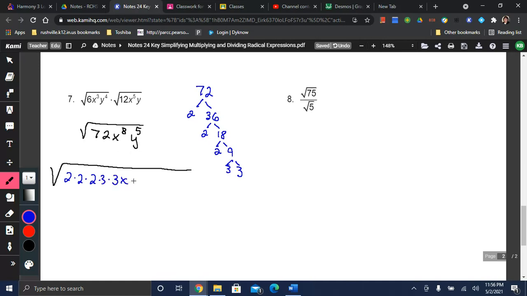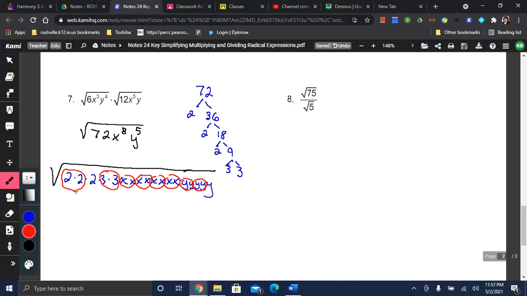We have 8 x's. And we have 5 y's. And that means we may need to make the square root line just a little bit longer. So pairs, we have a pair of 2's. We have a pair of 3's. And then our x's. We want to circle all those pairs. We want to circle all the pairs of the y's. So what we circle will come out.